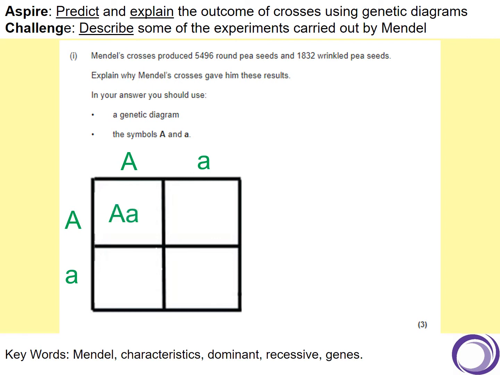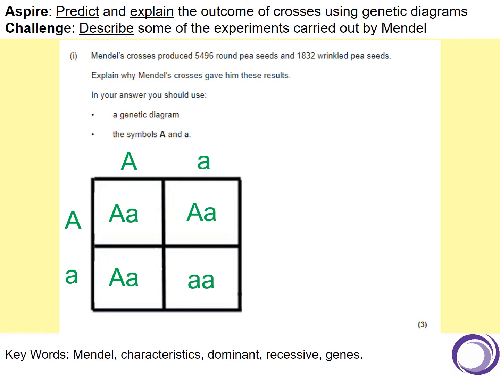Then when you work out the crosses, you get your first offspring, which is heterozygous, but would be round because round is dominant. The second possible outcome would again be heterozygous. So one allele is dominant, so round. The third would also be heterozygous. One allele is dominant. And the final possible outcome is recessive. So these would be your one set of wrinkly peas, your 1,832.